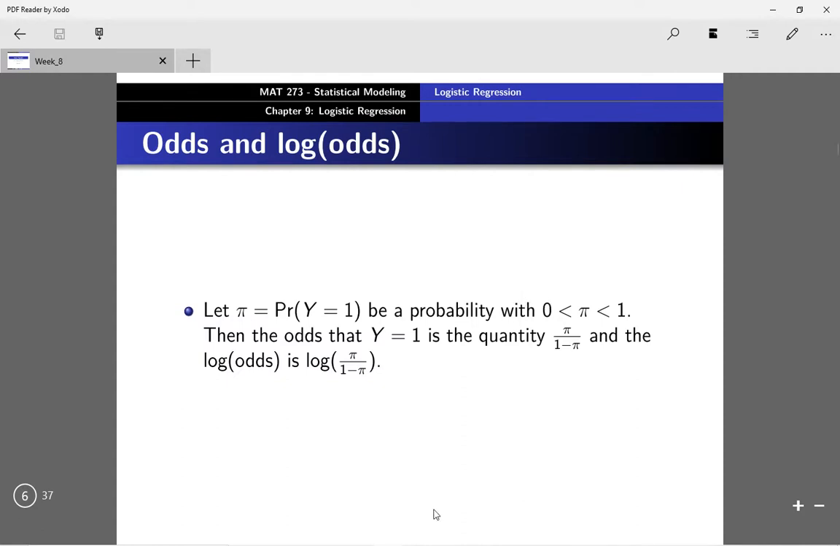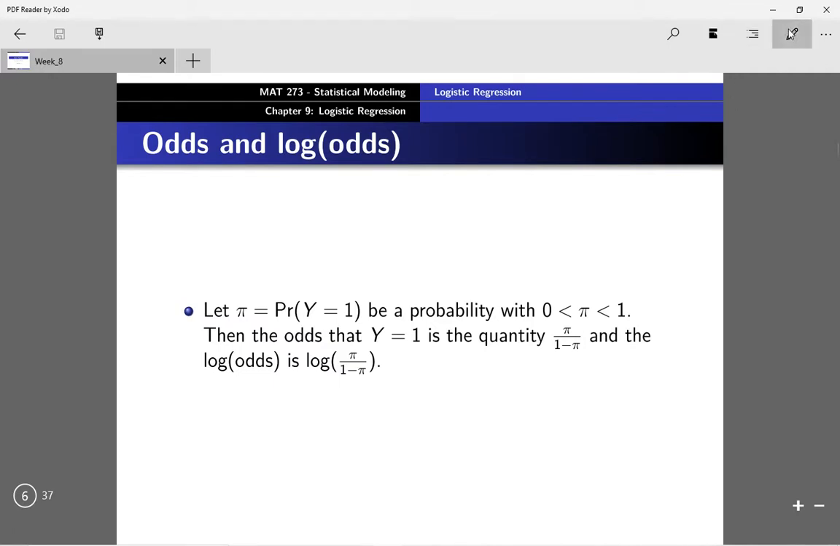So this probability of success, most people are familiar with, even who haven't taken a statistics course, what a probability means. Odds is a little bit more foreign. It's a little bit more specific to statistics, so people might not be as familiar with that if you haven't taken a course covering logistic regression or similar concepts. So the odds that y equals 1 is defined for logistic regression as the quantity pi over 1 minus pi. Okay, so it's just this ratio of the probability of success over the probability of failure.